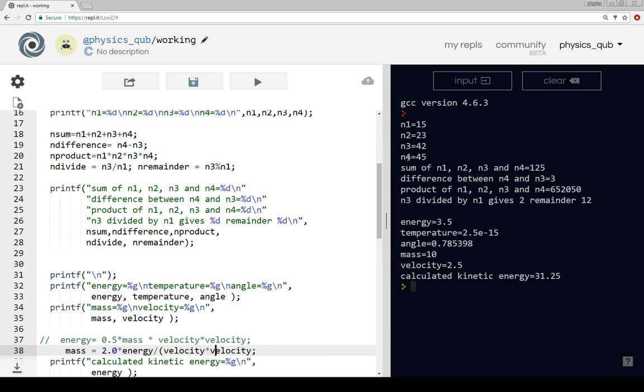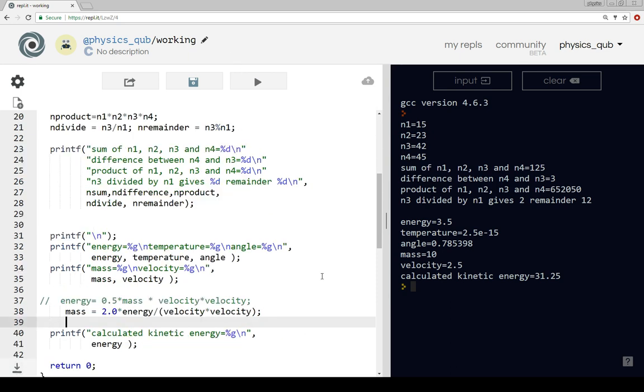Now I wanted to give this example because it's an example of using division, and we saw for integers we get a number and a remainder when we do division, but of course when we do a division with real numbers, 5 divided by 2 is just 2.5, we don't have to worry about it being 2 remainder 1 or anything like that. So now we've calculated the mass. Add it in there, and let's run that and see what happens.